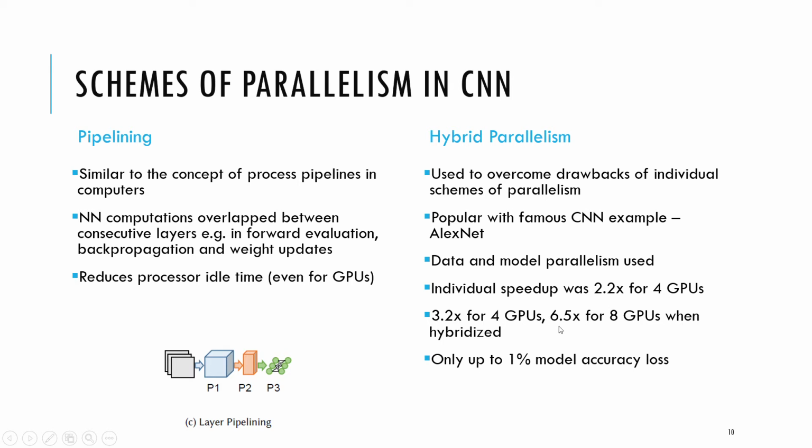So it became 6.5. And the point to be noted here is that the loss of accuracy for this model was just 1%, which is quite insignificant if we consider the whole scenario. I mean, we are getting some better performance for just a slight loss in the accuracy, which can be bearable for most applications.